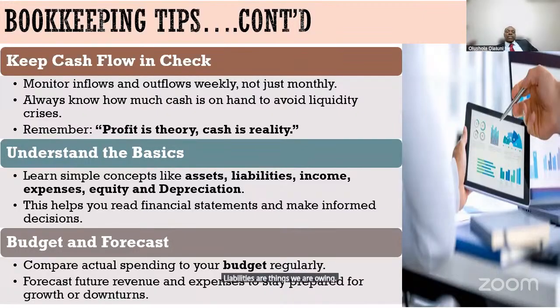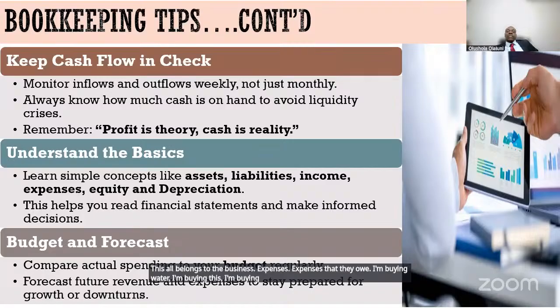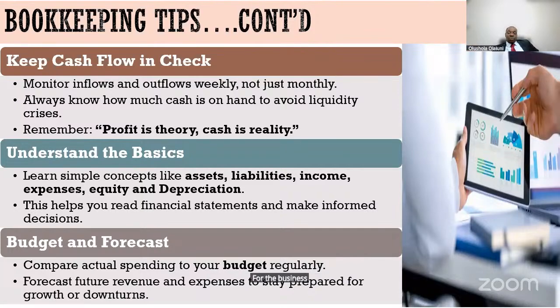We should know that borrowed money is a liability. All of us who have loans, these are liabilities. You need to know that income is the money you have made; this one belongs to the business. Expenses are things like buying water, buying this, buying that. Then equity is the money that is capital for the business, what the business owns.